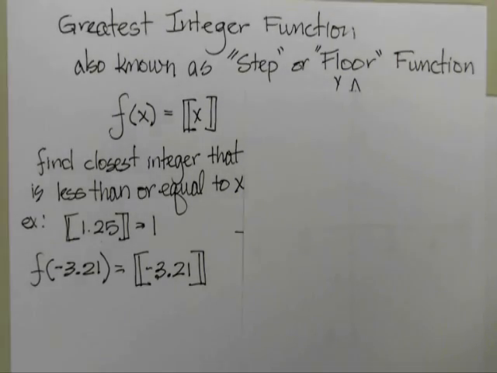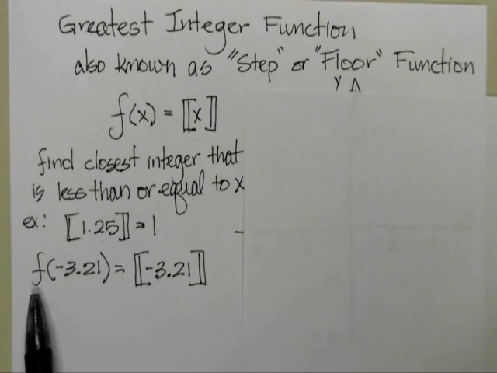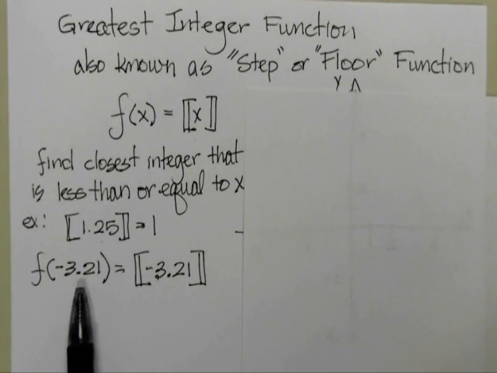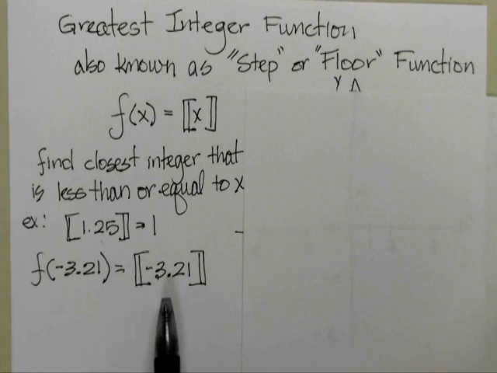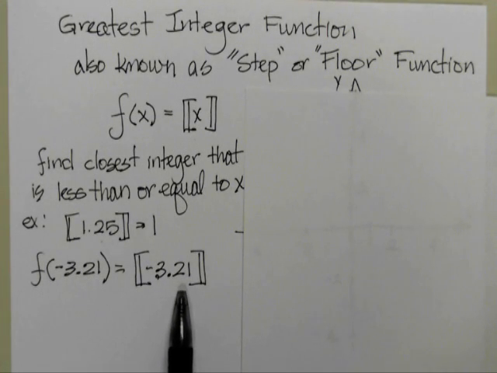Now what happens if we are given a negative value? In other words, if I wanted f of negative 3.21, which could be rewritten as the greatest integer of negative 3.21. Well, let's take a look at the graph of this greatest integer function and see if it will help us answer this question.